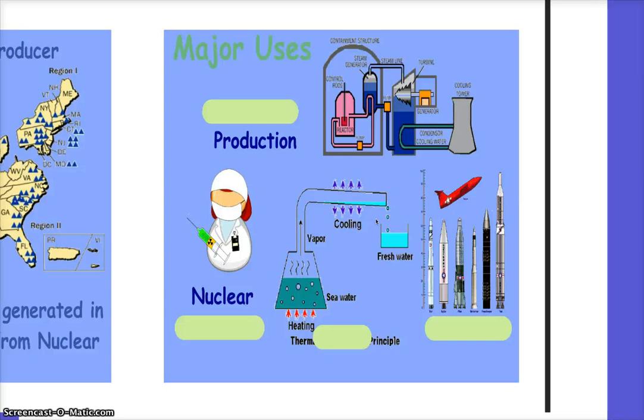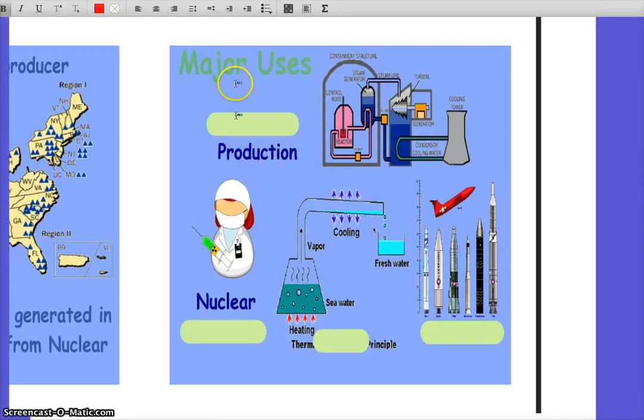Major uses of nuclear was the slide we left behind. Number one use for nuclear power is to do what? Energy. What kind? Electrical. I can't open these notes again, so I'm just typing over. Another use is to make medicine.